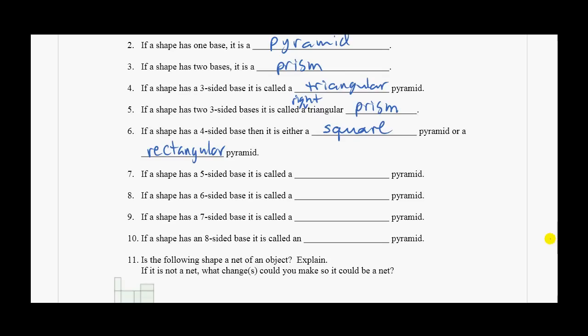Moving on, a five-sided base would give you a pentagonal pyramid, six-sided hexagonal, seven-sided heptagonal, eight-sided octagonal.